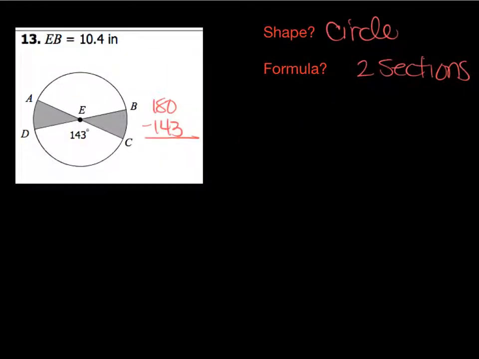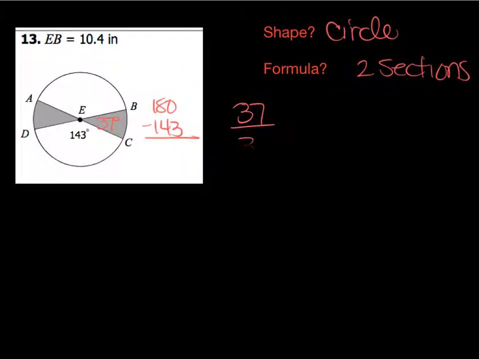Alrighty, we do the same approach. What's the shape? Oh, it's a circle. Two shaded sections or sectors. However, we don't have the measurement for it. However, if we go straight across, this is 180. So 180 minus 143 gives us 37. So this angle in here is 37 and the arc is 37.